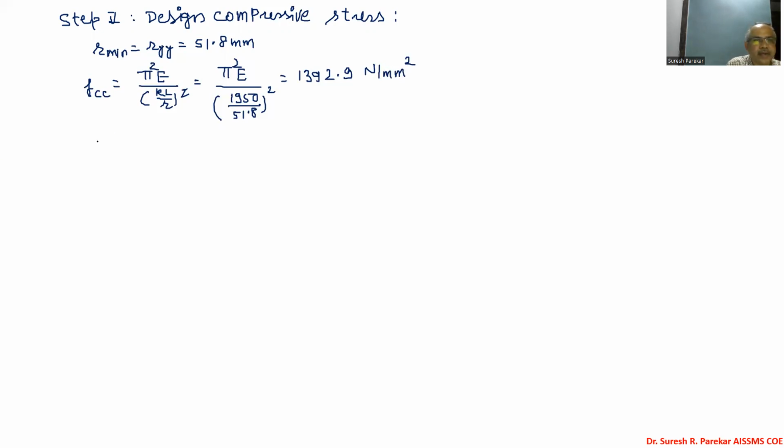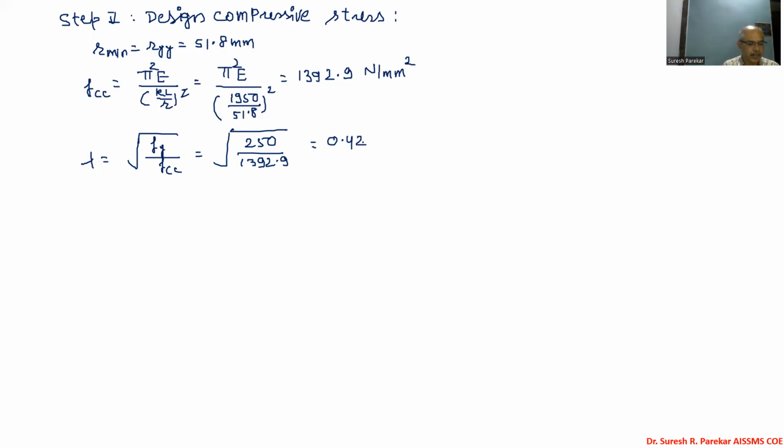Now knowing this value, we will calculate the value of lambda, which will be root of Fy upon Fcc. Now we know Fy, we have 250 divided by 1392.9. And if we calculate this value, we have this as 0.42.